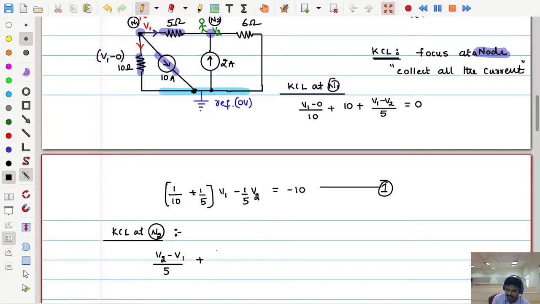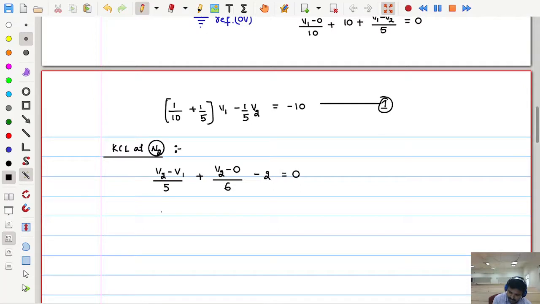Next, the other side has 6 ohms connected. So can I say V2 minus 0, where the other end of the 6 ohms is connected at 0 volts, divided by that resistance. So two resistor currents I already found. One more current is there, but which is entering, so I will take negative, equal to 0. We can simplify this also: minus 1 by 5 into V1 plus 1 by 5 plus 1 by 6 into V2 is equal to 2. This is equation number 2.